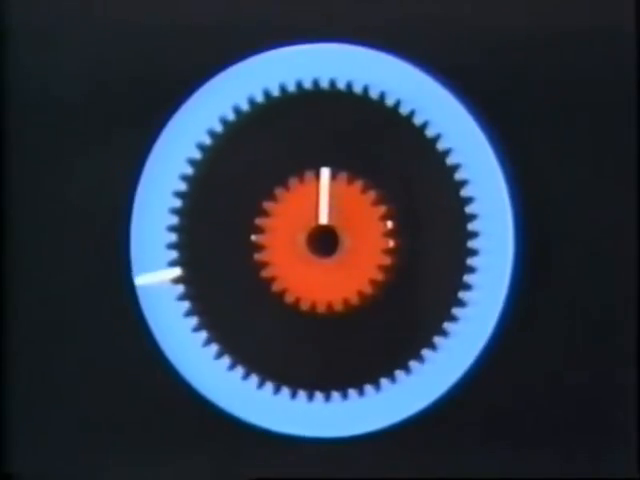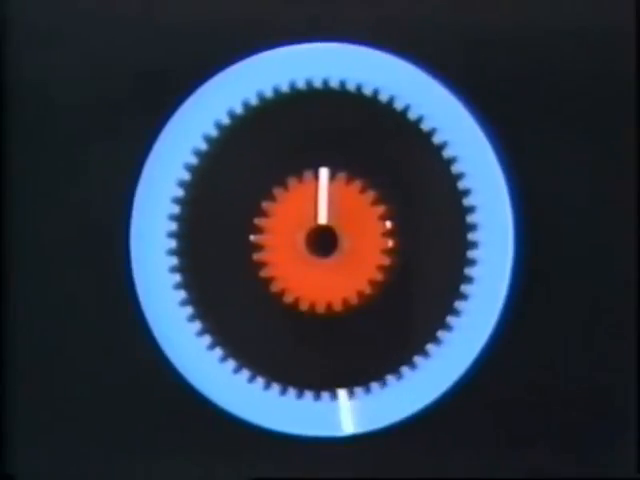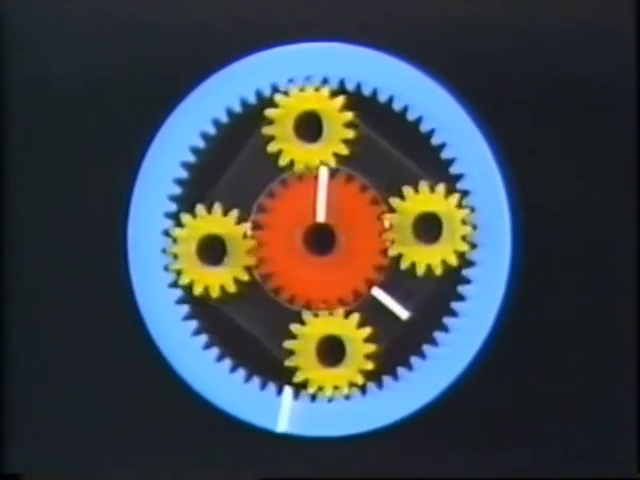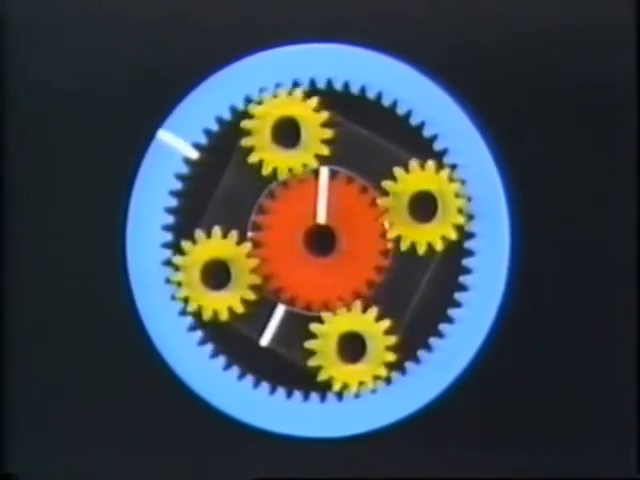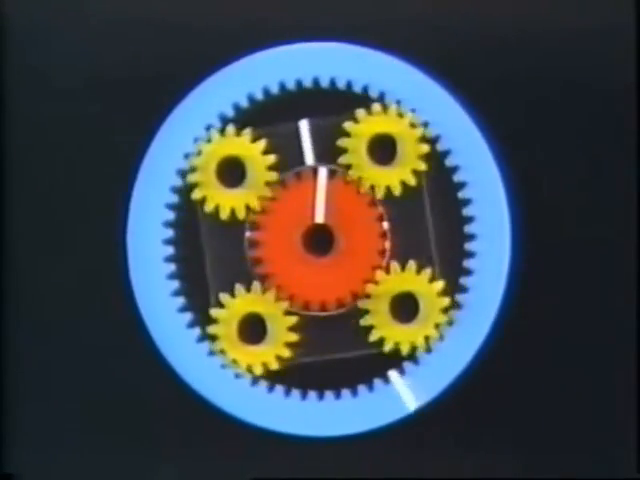Next, let's keep the sun gear from moving and let the ring gear rotate instead. The planetary carrier will start rotating at a lower speed than the ring gear, but in the same direction.